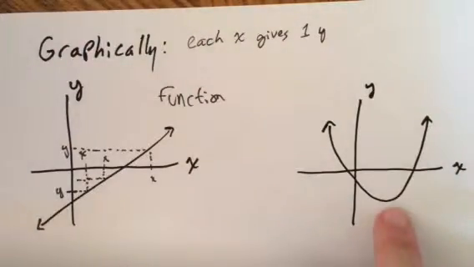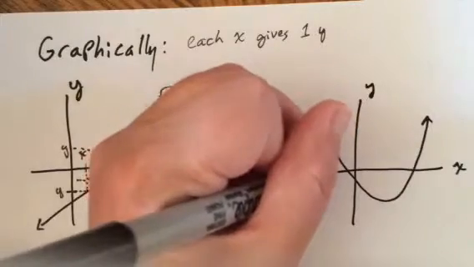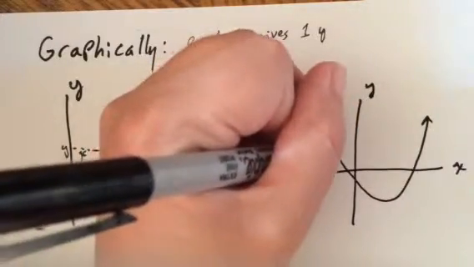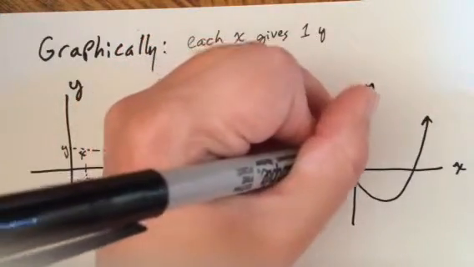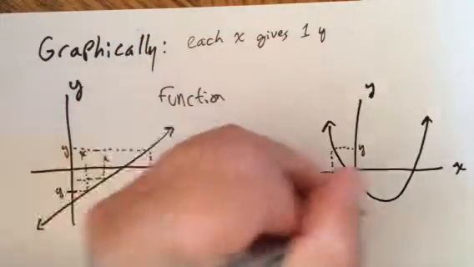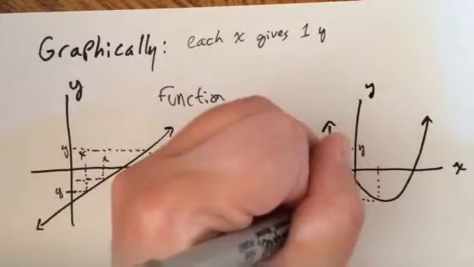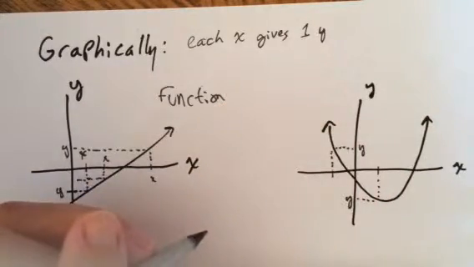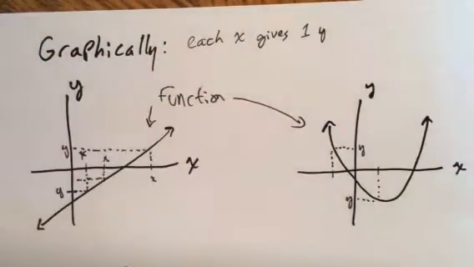I could do the same thing for this. I could say, let me pick any x. I'm going to pick this x here. If I draw it to the actual graph, I would only get a single y. I could pick an x here. If I draw it to the actual graph, I would again only get a single y. So both of these look like they should be functions. So let's look at two more.